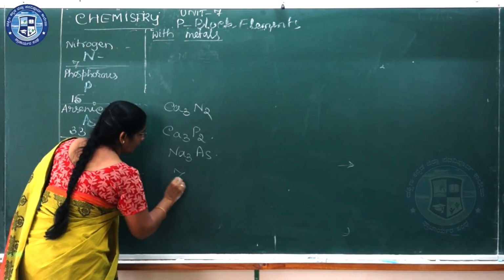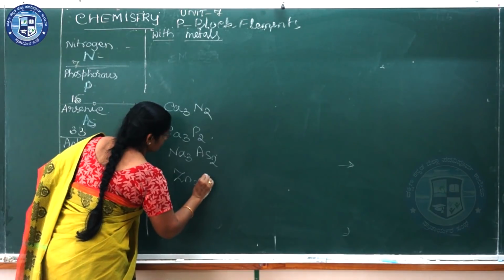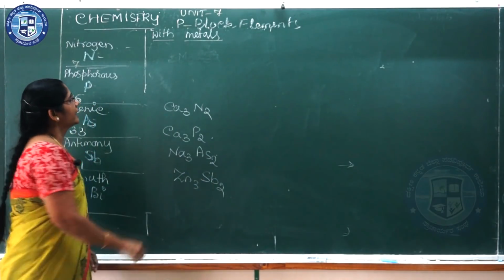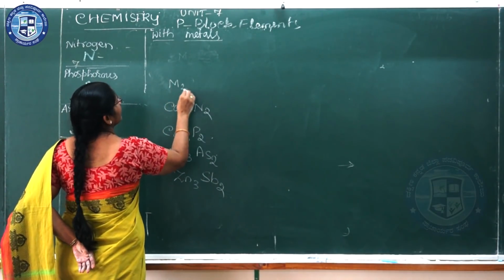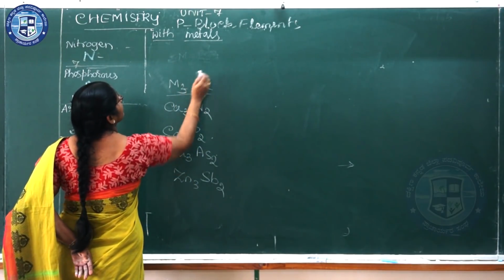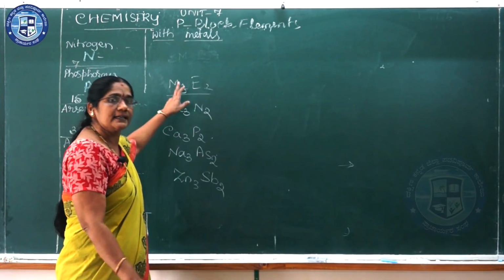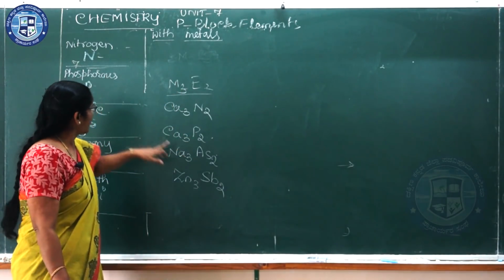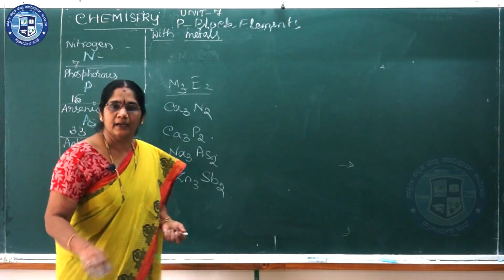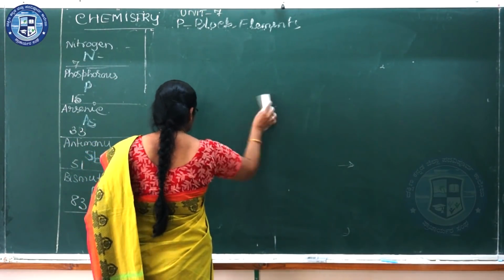arsenide, or zinc antimonide. So, in this way they can have M2, M3, N2 or any other element, E2 I can take: metal nitrides, metal phosphides, or arsenides, antimonides and bismuthides. So, these are the compounds formed when these react with the metals.